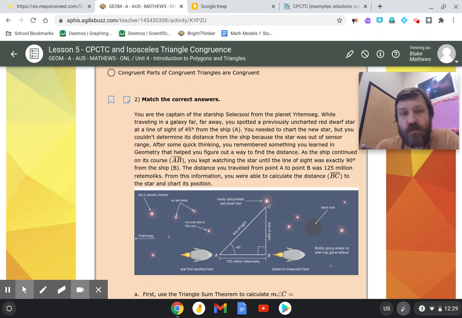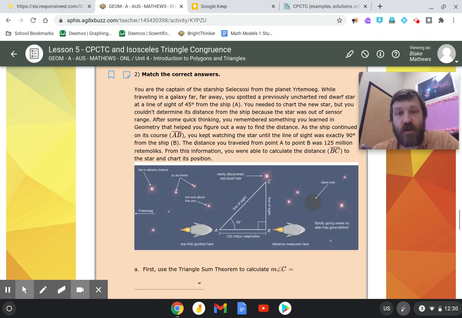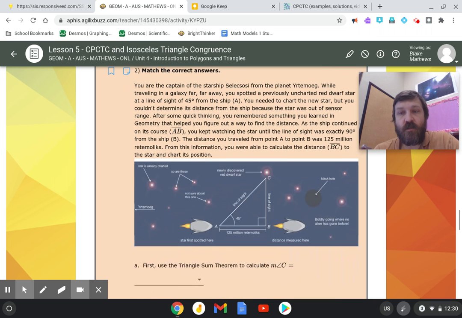As the ship continued on its course, AB, you kept watching the star until the line of sight was exactly 90 degrees from the ship. That's point B. 90 degrees and 45 degrees. The distance you traveled from point A to point B was 125 million retimoleks. From this information, you were able to calculate the distance, BC, to chart the star and chart its position. So let's go through these questions.